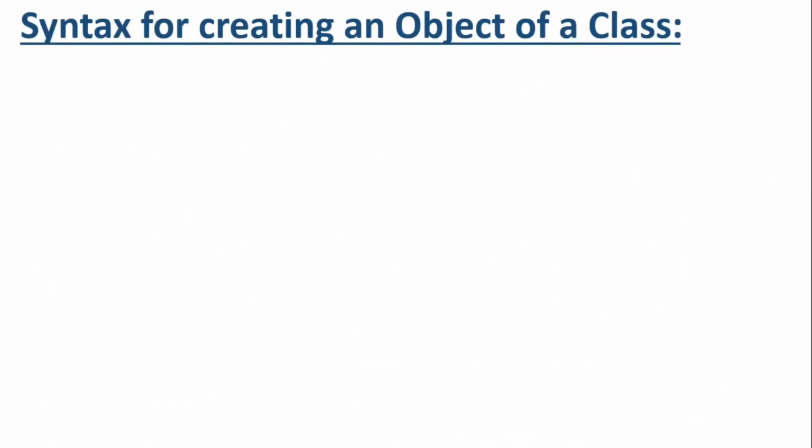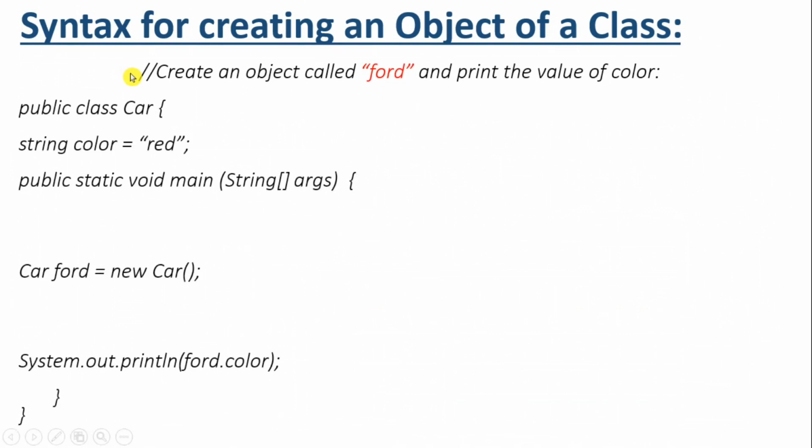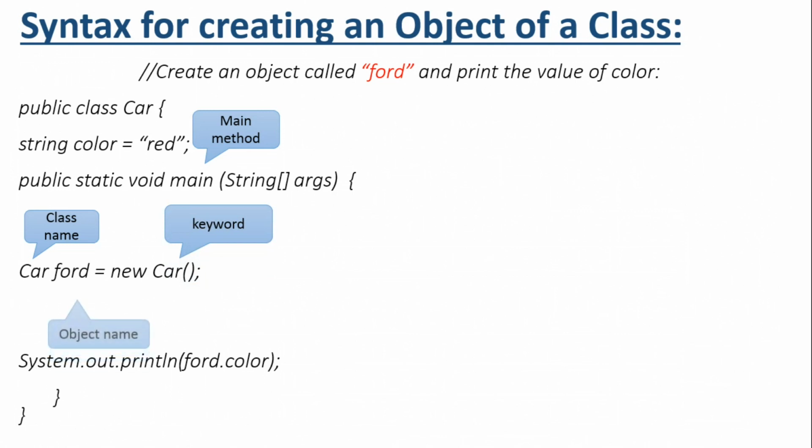Syntax for creating an object of a class. Here we are creating an object called Ford and printing the value of its color. This is the simple syntax of a class. Here we declare a class, its name is car, and this is its variable, and this is the main method, and here we have declared an object. The syntax for declaring an object is: car, which is the class name, Ford, this is the object name, new is a keyword, and again the class. This is the main method, this is the class name, and this is the keyword, and Ford is its object name.